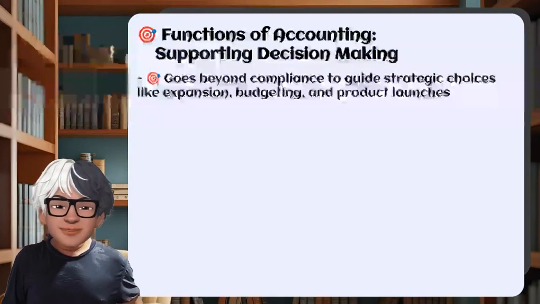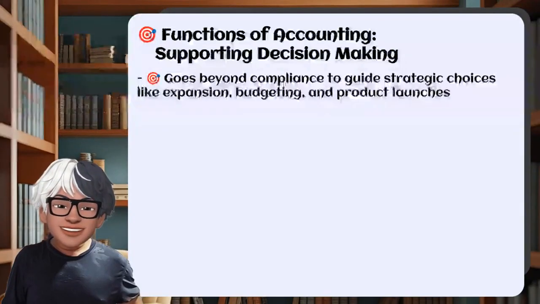Budgeting decisions become more precise when rooted in historical expense patterns and projected revenues. Strategic growth demands risk assessment, and accounting helps quantify potential gains or losses. Without this function, business decisions would hinge on guesswork rather than grounded financial reasoning.